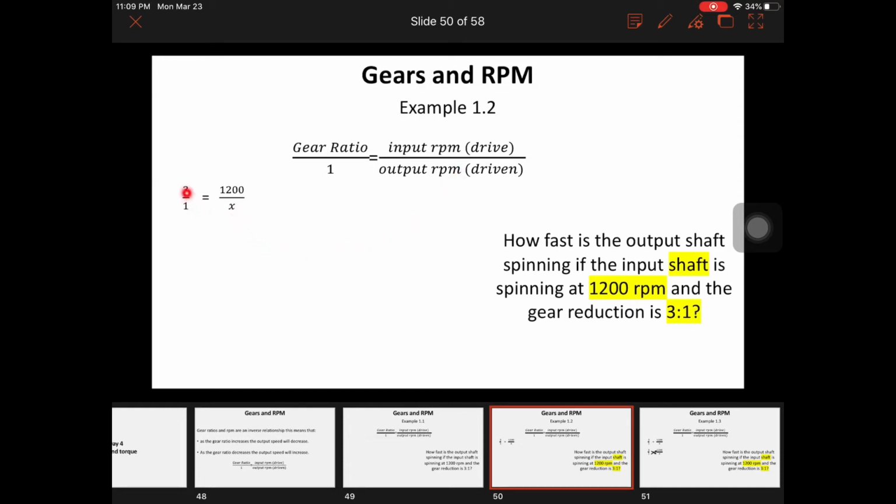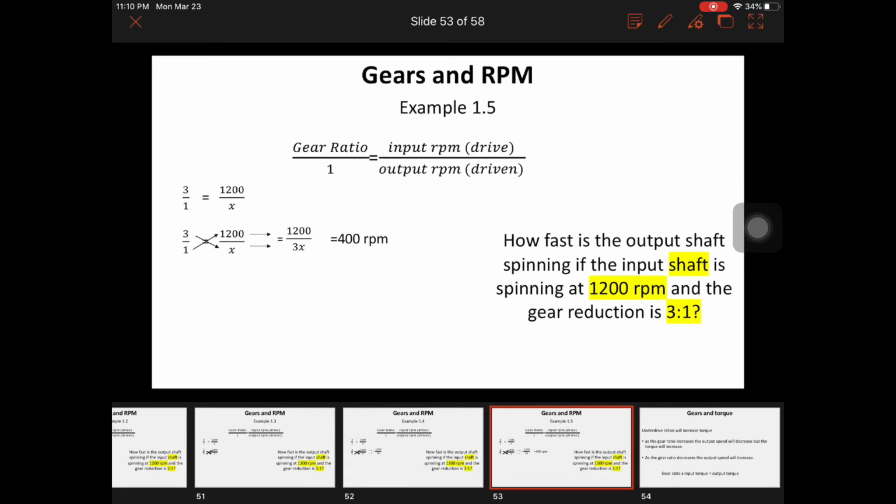So we have to do our cross multiplication. So I think we're all pretty good at this point. So we're going to cross multiply 3 times x is 3x, and 1 times 1200 is 1200. So that brings us to 1200 over 3x. So if we divide 1200 by 3, we get an output speed of 400 RPM. So because our gear ratio is an underdrive, which means it's a number higher than 1, we know that the RPM is going to be lower on the output than the input.